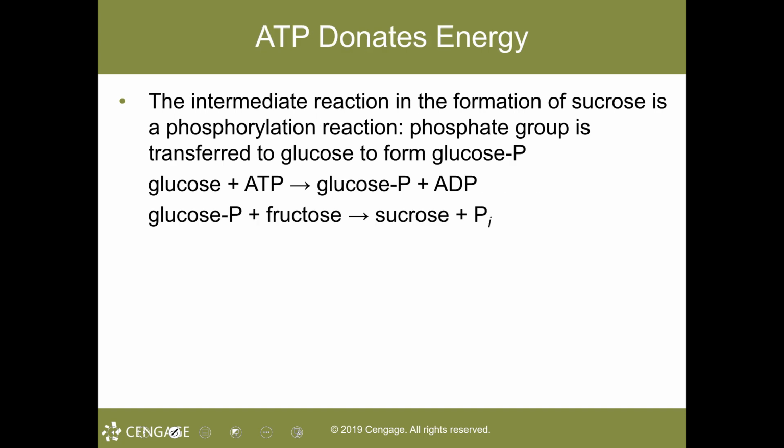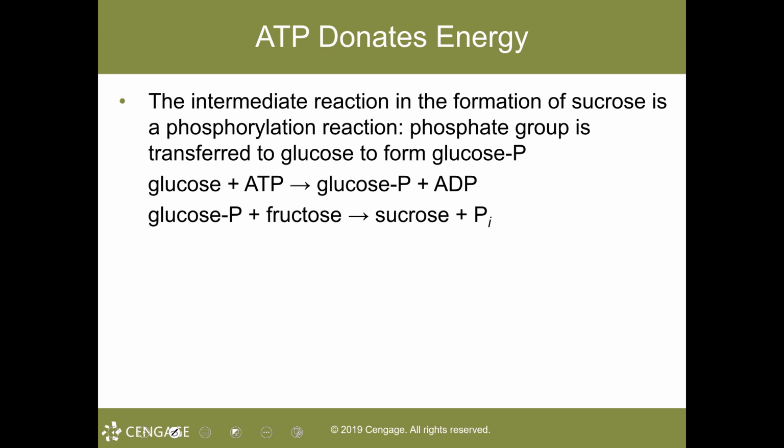Next up. So as ATP donates energy, what you should keep in mind is that it's an intermediate reaction that's there for the formation of sucrose. That in this case, it involves a phosphorylation reaction. And I can understand this is a new term, but let's get to that new term and make it make sense. So the phosphate group will be transferred to the glucose to form glucose P, or that glucose phosphate.